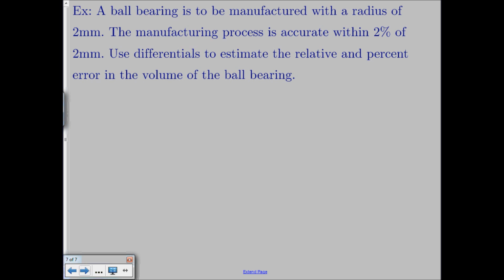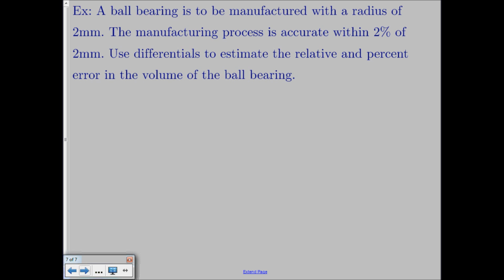So we have this ball bearing that's supposed to be manufactured with a radius of 2 millimeters. A ball bearing is just a really small metal sphere, and ours is especially small because the radius is only 2 millimeters. But the manufacturing process is only accurate within 2% of 2 millimeters. So we want to use differentials to estimate the relative and percent error in the volume of the ball bearing.